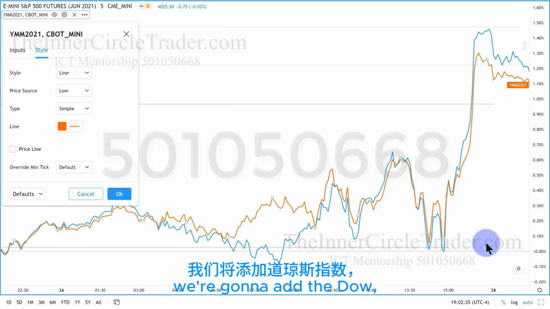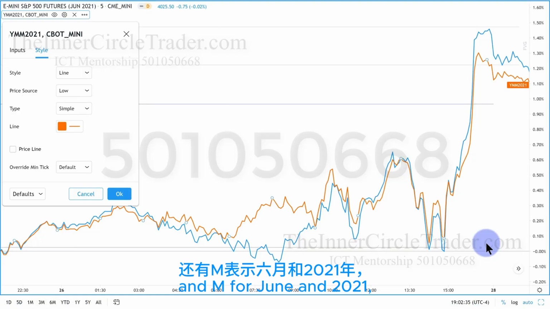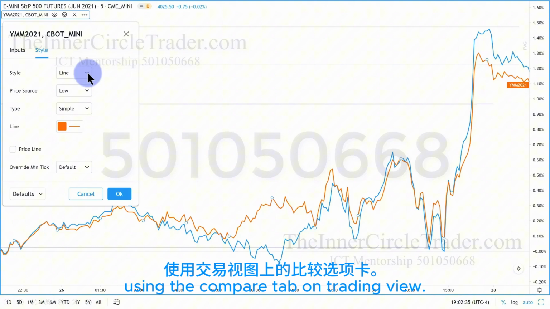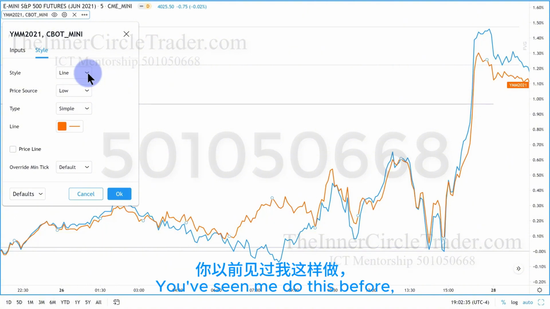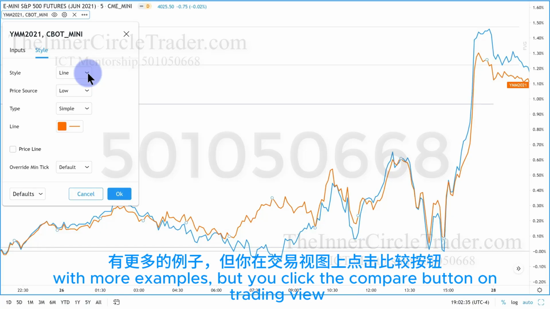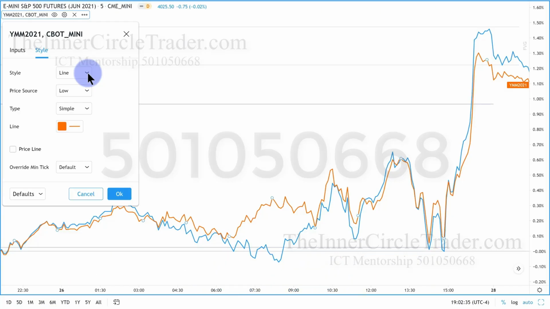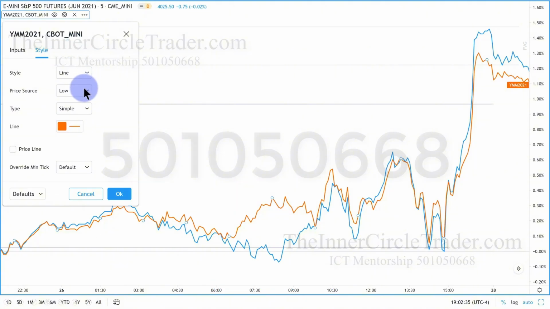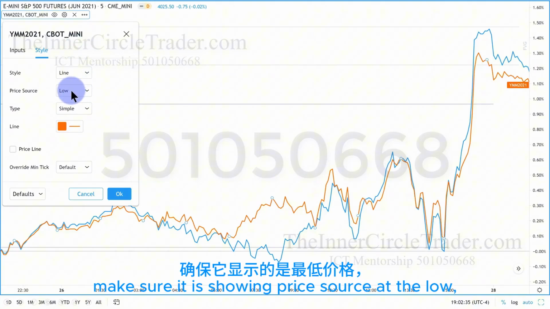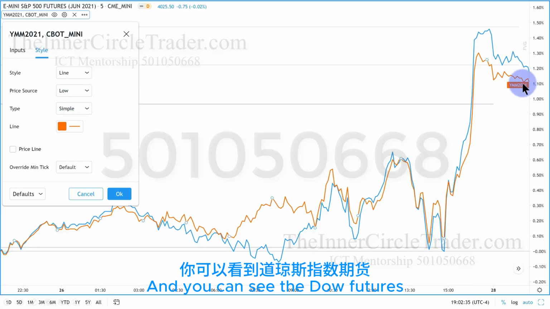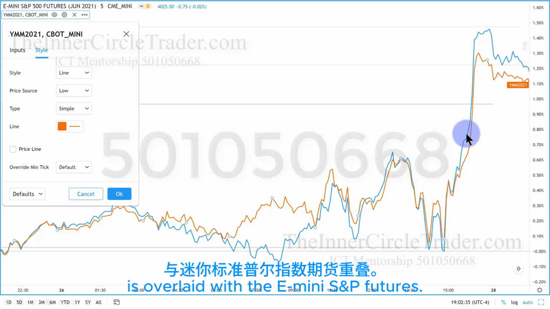Now we're going to add the Dow, which is YM symbol, and M for June and 2021. And again, you're plotting that overlay using the compare tab on TradingView. You've seen me do this before, and you'll probably see me do it again next week with more examples. But you click the compare button on TradingView when you have a chart, and you can overlay another chart. We've done this before. And entering in the symbol YMM2021, when you do so, right click on it, make sure it is showing price source at the low, and you can make whatever color you want it to be. And you can see the Dow futures is overlaid with the E-mini S&P futures.